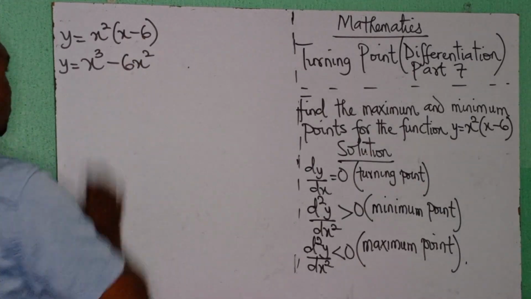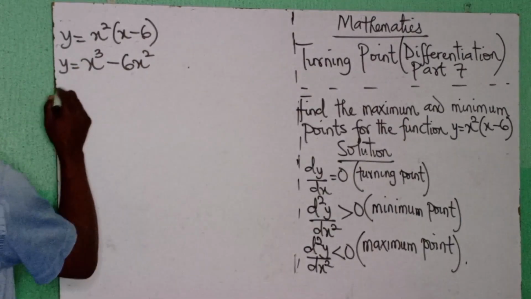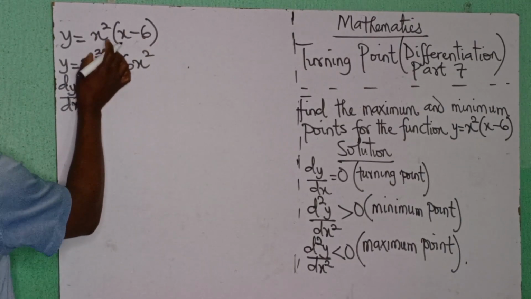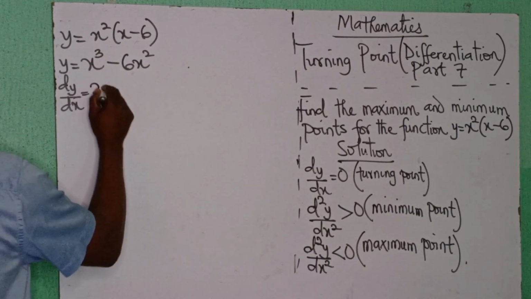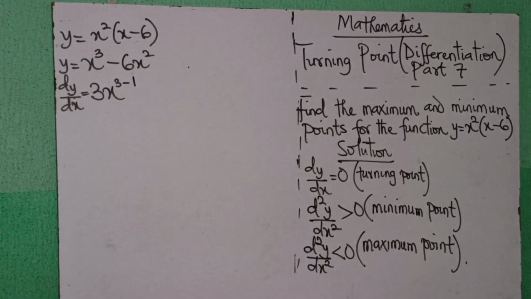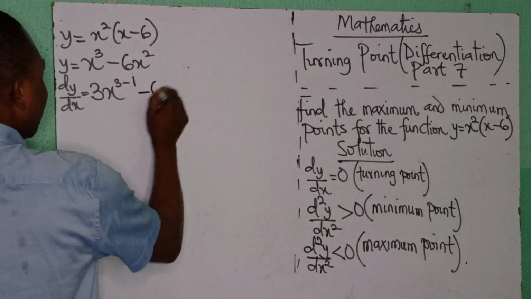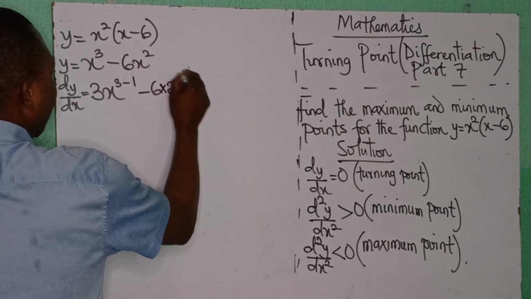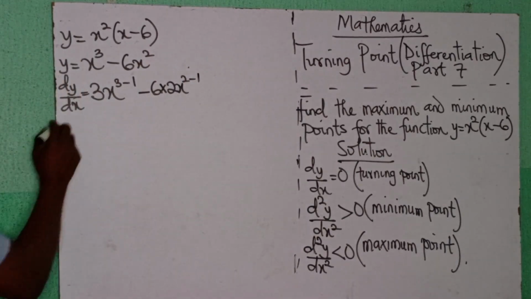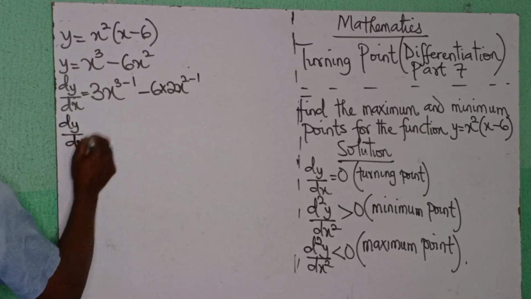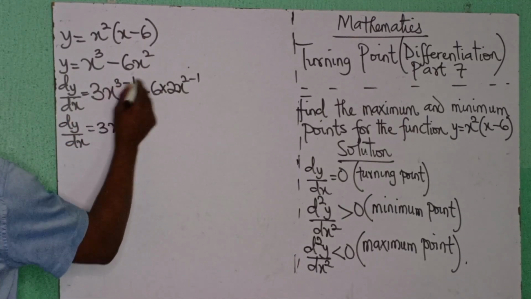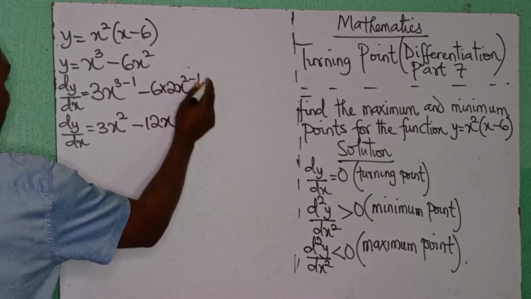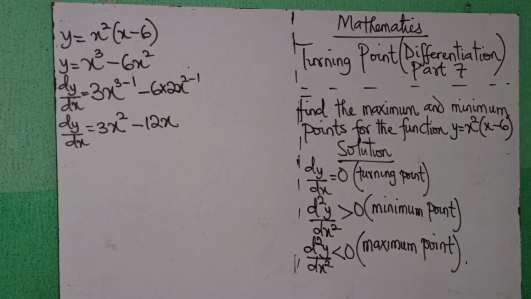Now, let us differentiate x cubed minus 6x squared. That is dy/dx equals, the highest power of x here is 3. You bring it down, you write the x cubed again, and then you subtract 1. Minus 6, the highest power of x here is 2. Bring it down, you write the x squared again, and then you subtract 1. So our dy/dx now equals 3x to the power 3 minus 1 is 2, minus 6 times 2 is 12x, 2 minus 1 is 1. So we have differentiated.